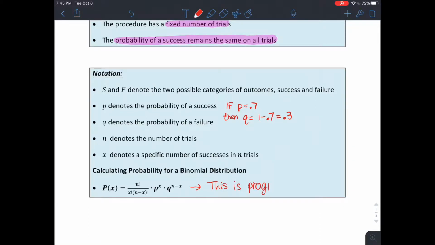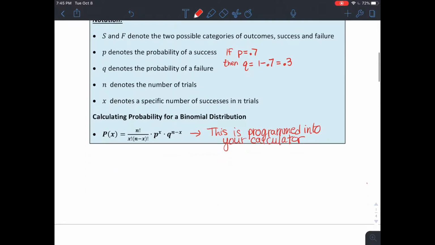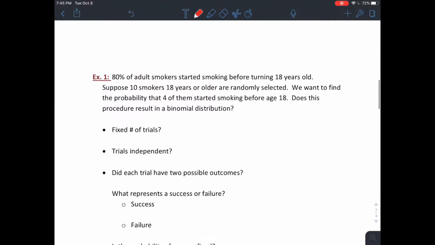There is a formula for it that is kind of crazy looking, but it is programmed in your graphing calculator. So you don't have to memorize it or anything, just have to know how to get to it in your calculator. So let's take a look at how you can calculate some binomial probabilities.